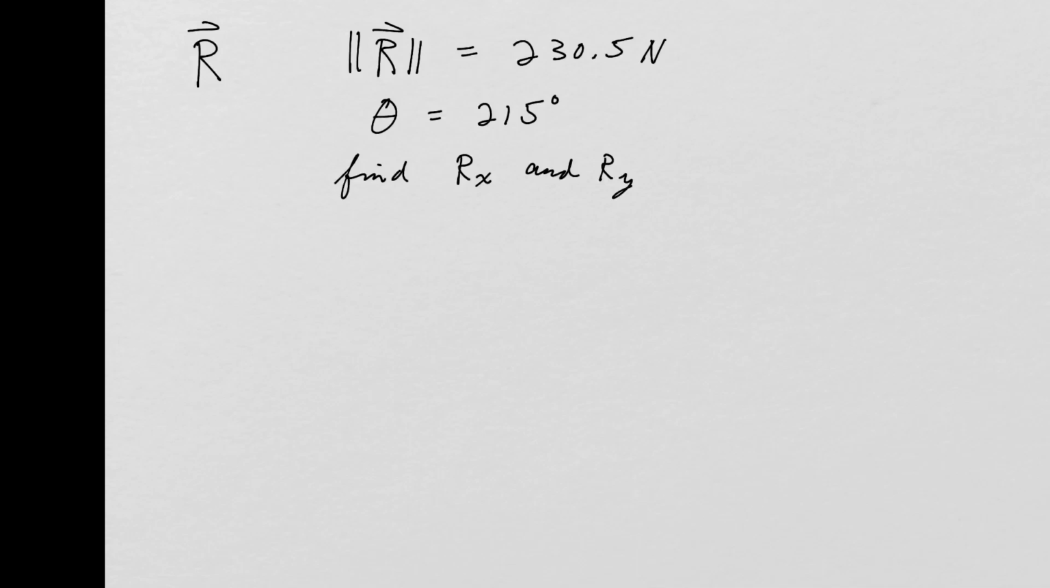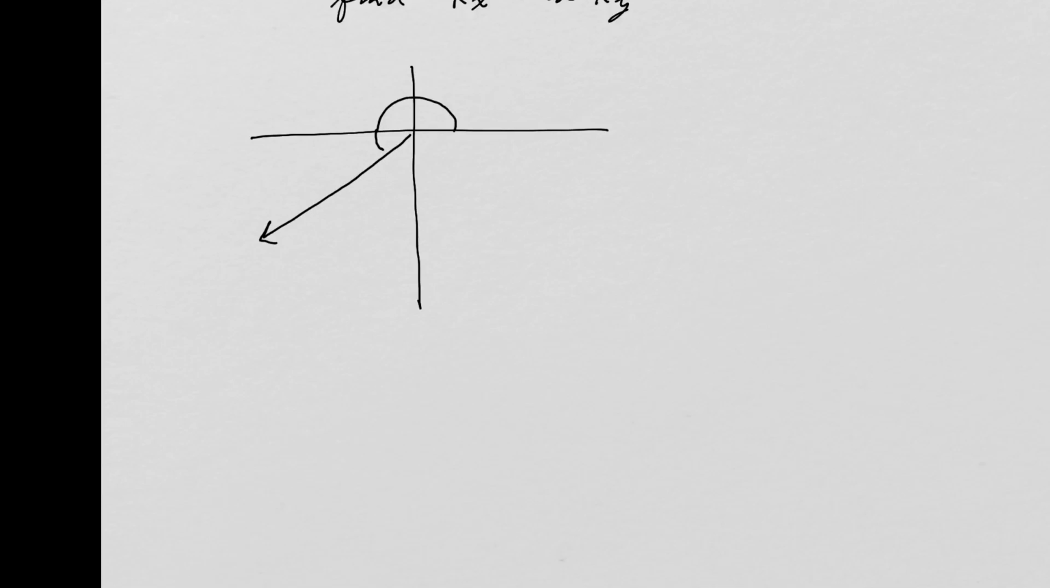Okay, so let me draw this out first. So here's my standard Cartesian coordinate system. Now, 215 degrees is going to be in that third quadrant, right? Because this would be like 180 to there, and I have to go a little bit more. So it's going to be somewhere in that third quadrant. Okay, so that's vector r. So this is 215 degrees.